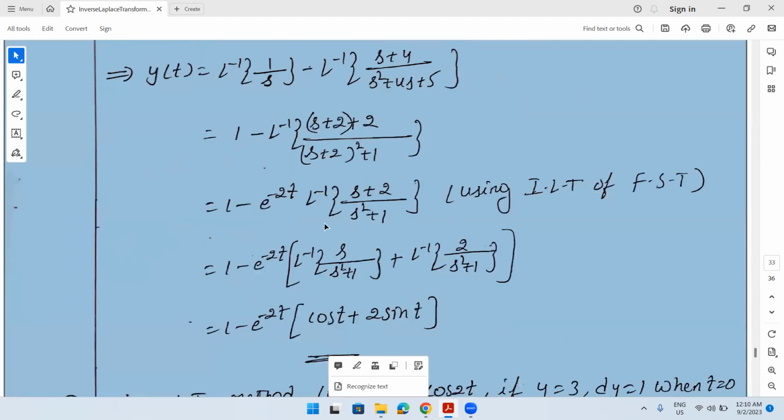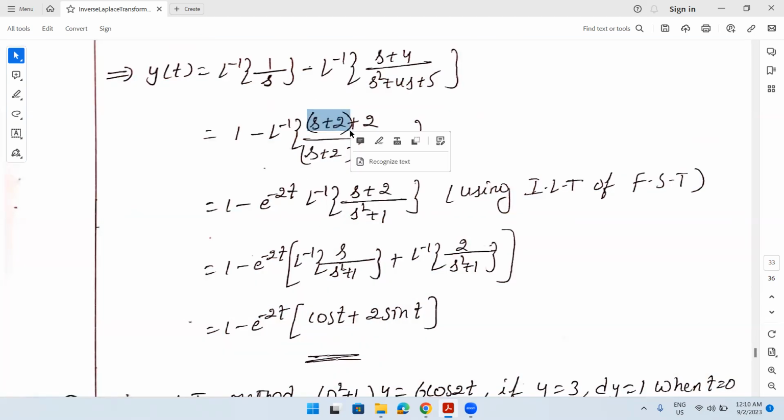Now here we apply the first shifting theorem. Using the first shifting theorem, s plus 2, we change s plus 2 to s. And s plus 2 whole square becomes s square plus 1. And e power at. What is a here? It is s minus a. a's value is minus 2. So we get e power minus 2t into this. Here again apply the linear property, s by s square plus 1 separately and 2 by s square plus 1 separately.